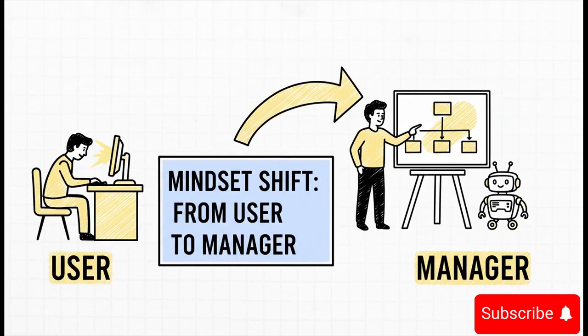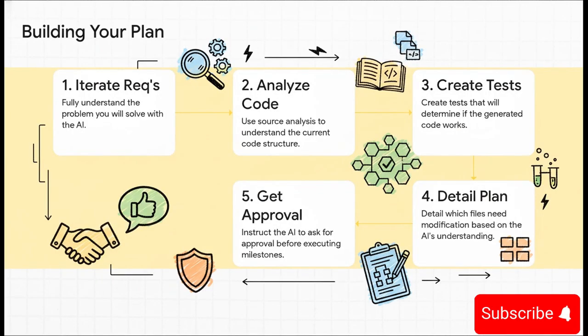Your job is to guide the AI, to break down big problems, and to give it a clear step-by-step plan. This is how you get predictable, top-notch results on really complex stuff. So how do you manage it? Well, you build a detailed execution plan with the AI. This 5-step process is a great way to do it.